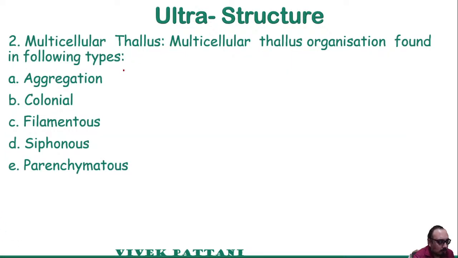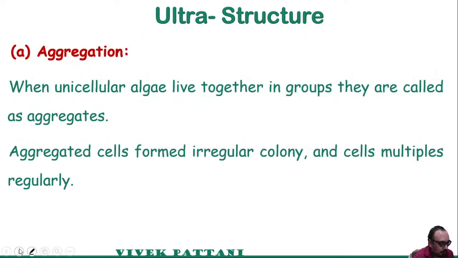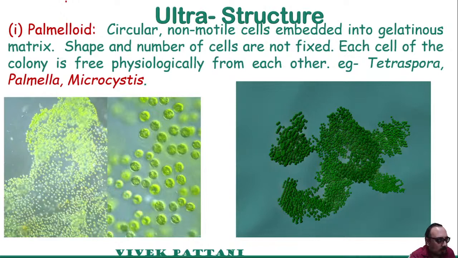There are also multicellular forms, which are found in aggregation, colonial, filamentous and parenchymatous types. Now the first one is the aggregation. What do you mean by aggregation? When unicellular algae live in aggregates, which includes the palmelloid type. What do you mean by palmelloid type?